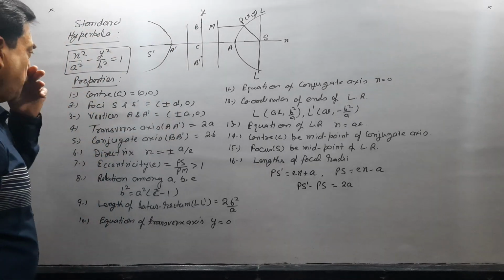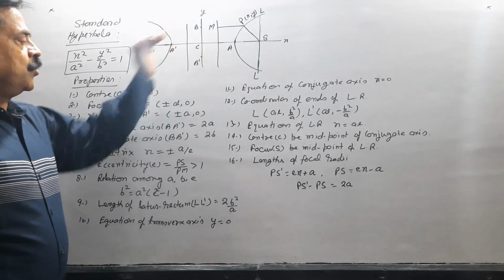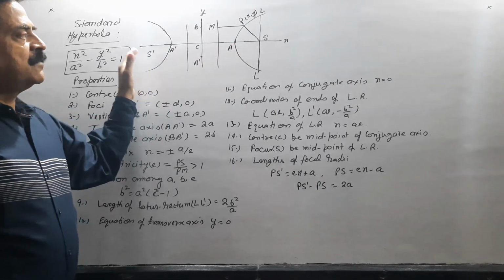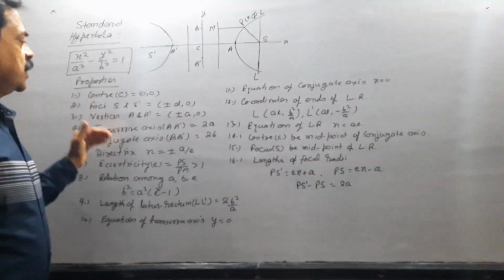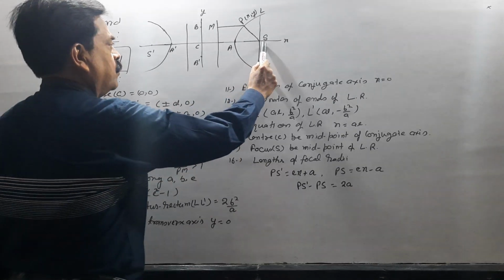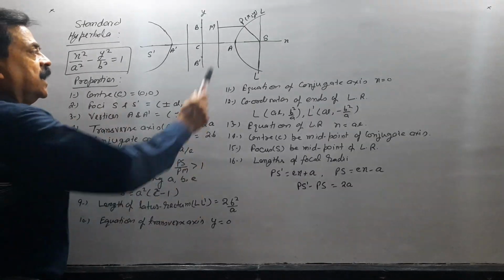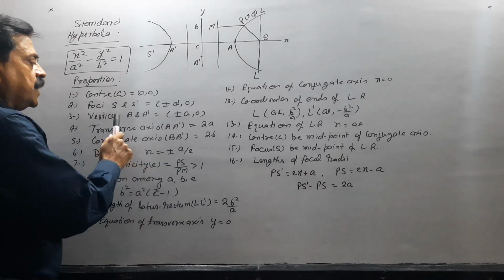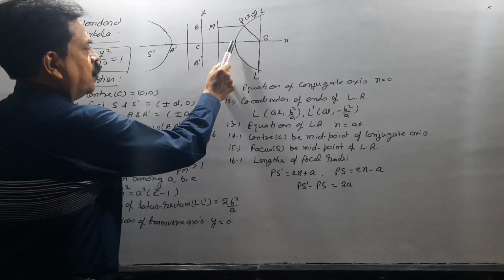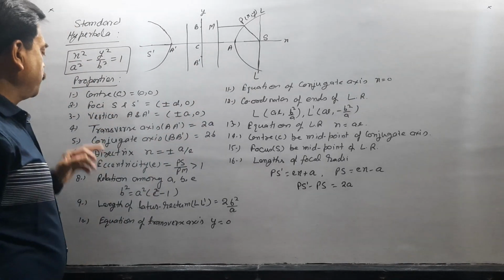Now the properties. The center of the hyperbola C is the origin, so its coordinates are 0, 0. Foci S and S dash both lie on the x-axis, so their coordinates are plus minus AE, comma 0. This focus is AE, 0 and this is minus AE, 0. Vertices A and A dash have coordinates plus minus a, 0: this point is a, 0 and A dash is minus a, 0.